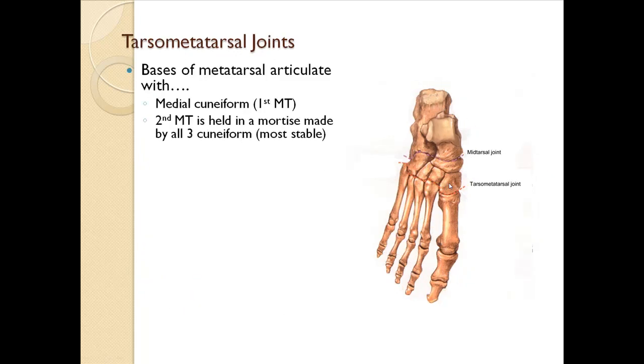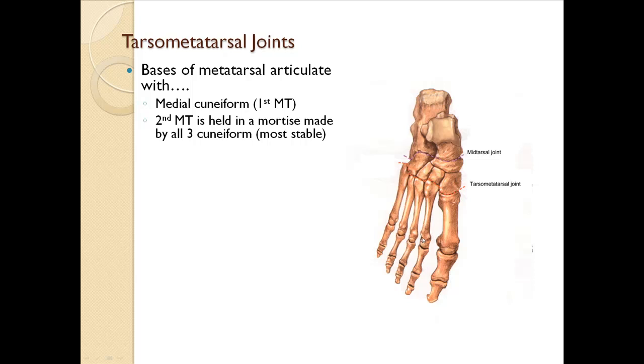The bases of the metatarsals will articulate with the distal row of tarsal bones. So here we can see the first metatarsal articulating with the medial cuneiform, the second metatarsal slotting into this mortise arrangement that is formed by the three cuneiform bones, making this the most stable of the five metatarsals. The fact that this is the most stable means that it doesn't move very much, and this actually becomes the midline of the foot.